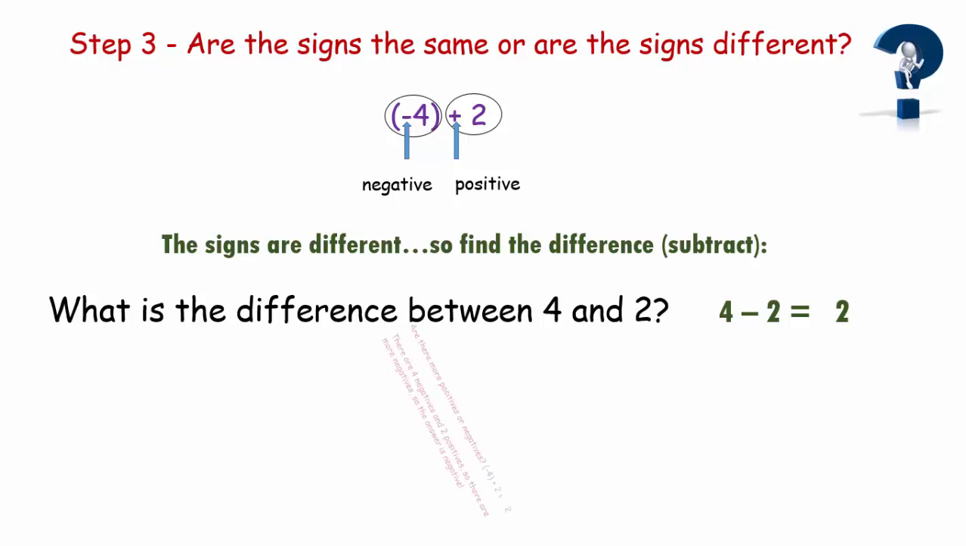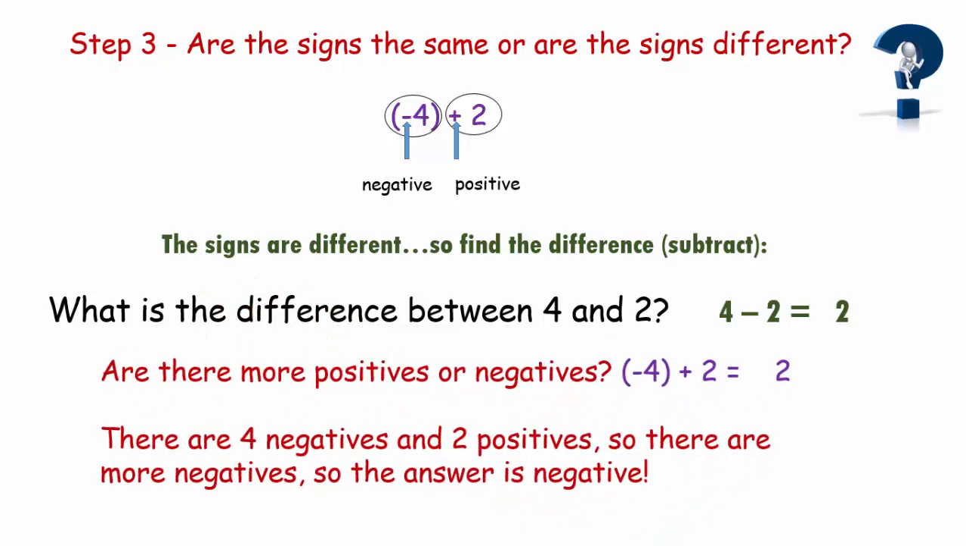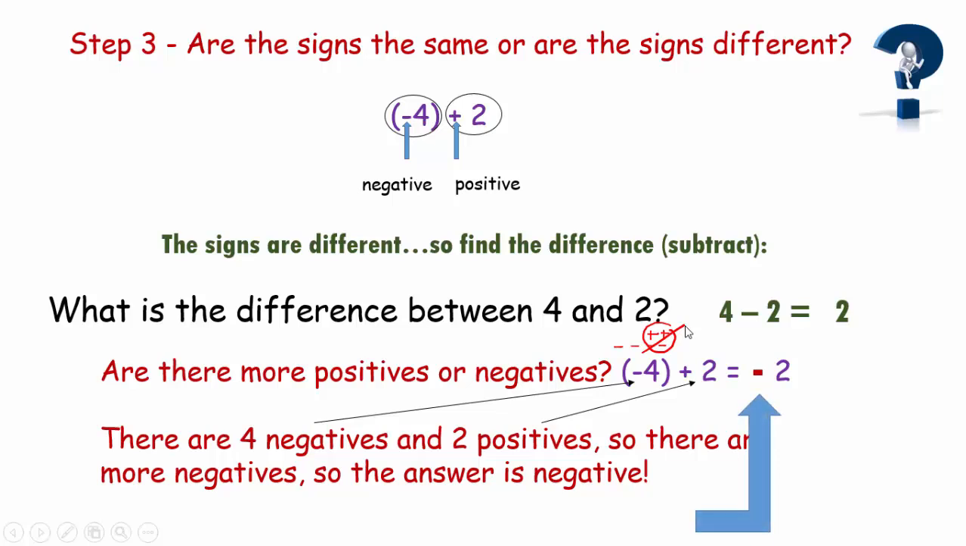Then you ask yourself, are there more positives or more negatives? Well, there's 4 negatives. That's minus 4. That means there's 1, 2, 3, 4 negatives. There's only 2 positives. So what do we have more of? We have more negatives, so we will keep the negative. So negative 4 plus 2 is a negative 2, using our rules.